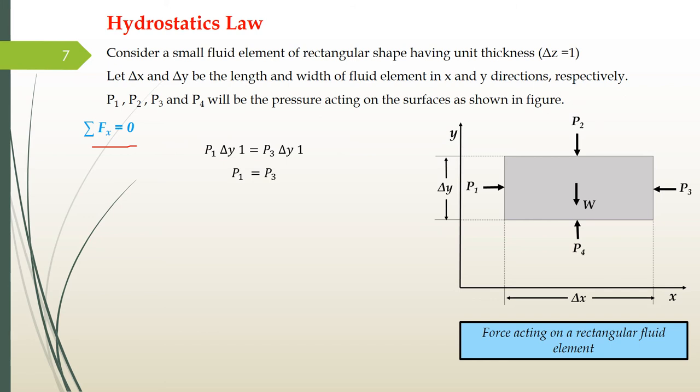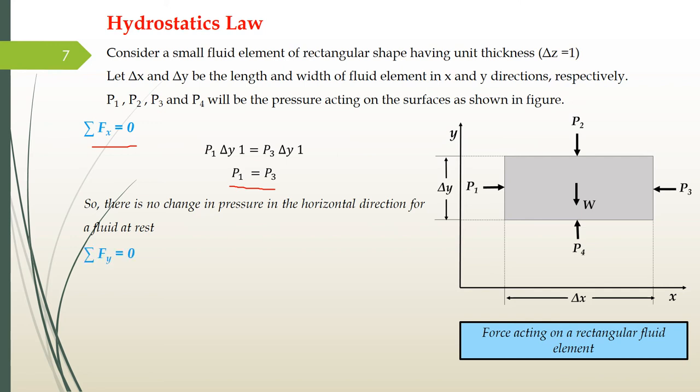So simply P1 will be equal to P3 in that case, which certainly means that if we take into consideration the change in pressure in the horizontal plane, it states that the pressure in the horizontal plane will remain the same at each and every point. So there is no change in the pressure in the horizontal direction for a fluid at rest.